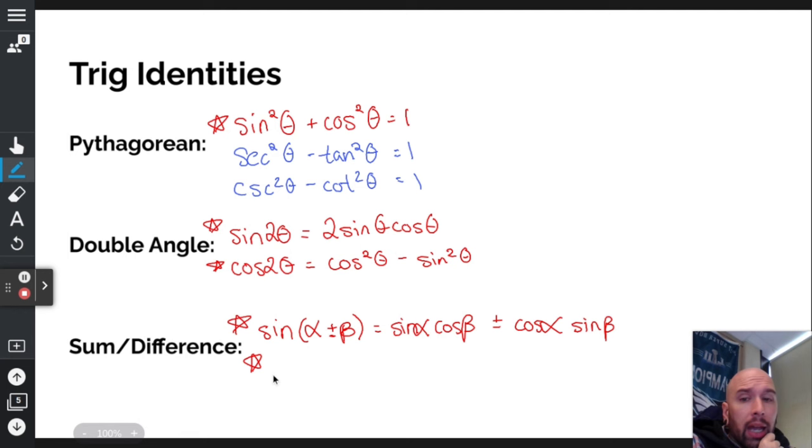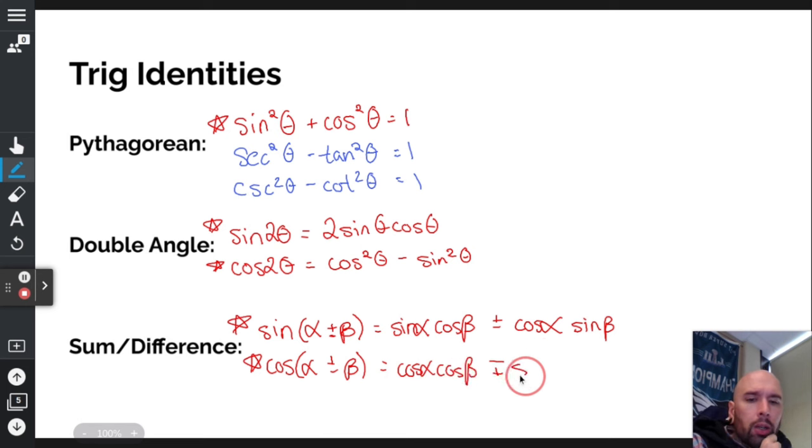Last one that we're going to look at is going to be cosine alpha plus or minus beta. Okay? This is going to be cos alpha cos beta, flip these guys, sine alpha sine beta. Okay? So if I gave you cos alpha plus beta, you would write out cos alpha cos beta minus sine alpha sine beta, and vice versa.